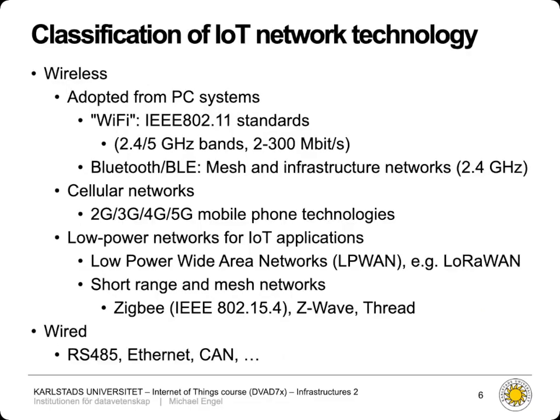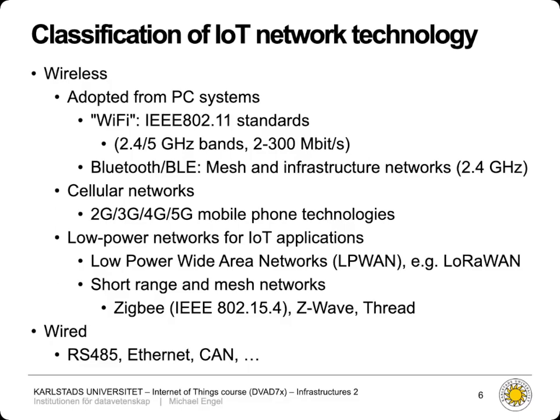So the network technology used in IoT applications is in general, as we've already seen, classified into two large classes. So we have, as we see on the bottom here, wired networks like Ethernet. We might have CAN bus in cars. We might have RS-485 for old industrial automation systems, but most of the systems are going to use wireless.